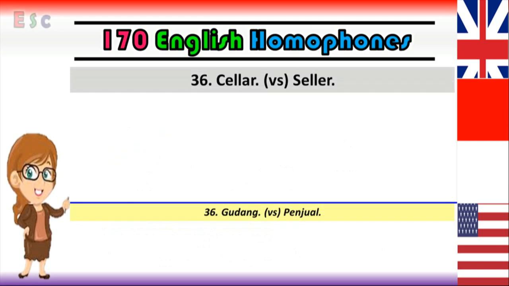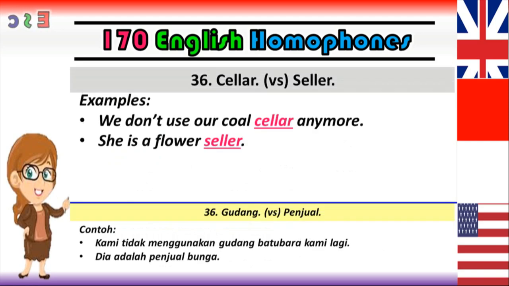36. Cellar versus seller. Examples. We don't use our coal cellar anymore. She is a flower seller.